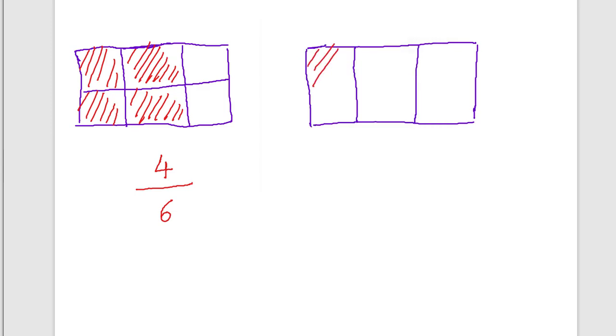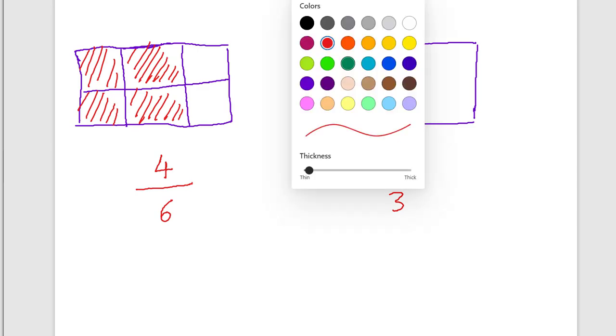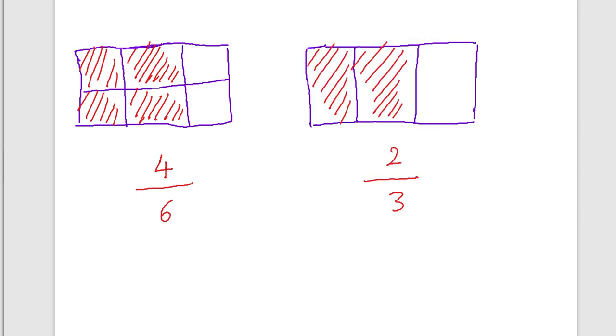So I should color how many, Hassan? 2 out of 3. Out of 3. So as you can see here, my heroes, these two fractions are equivalent.